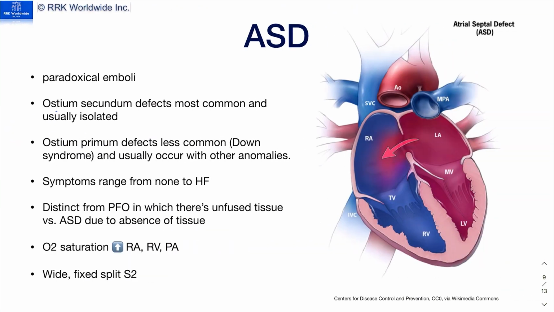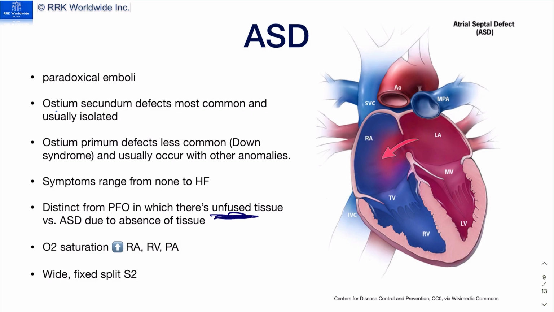The main difference between those two defects is that in PFO there's just lack of fusion. So there's unfused tissue, as you can see here. As you may recall from the first few slides, the two septa are supposed to fuse together after birth when the left atrial pressure increases and pushes the septum primum to fuse with the septum secundum. You're talking about the upper part of the septum secundum and the lower part of the septum primum, correct? Exactly, they're supposed to fuse together. But in a PFO, this does not occur.